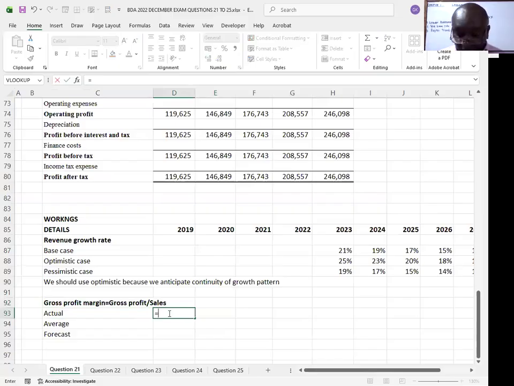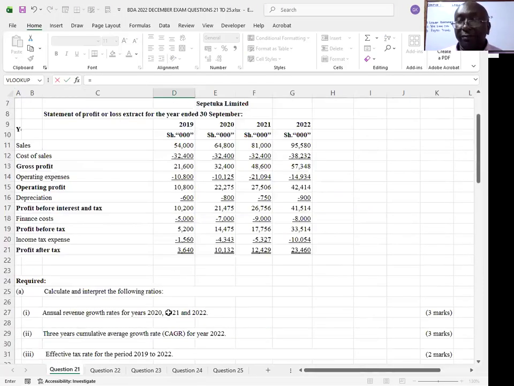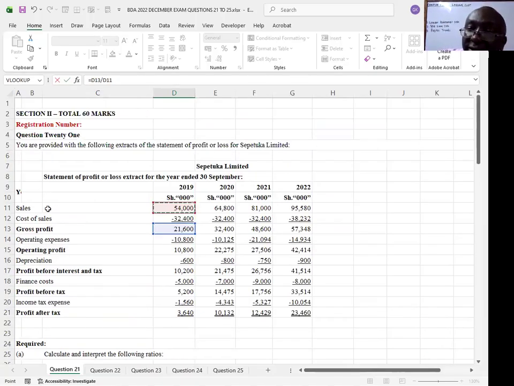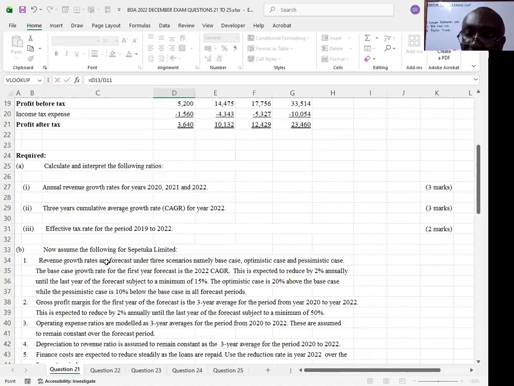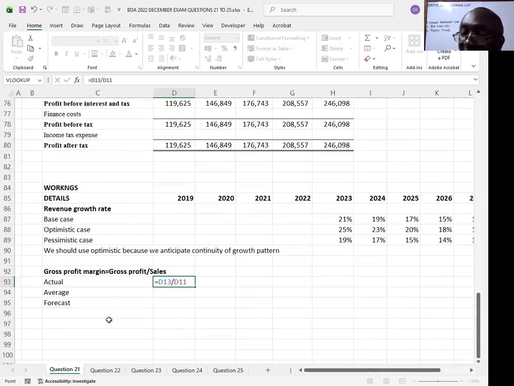So for 2019 equals gross profit, you divide by sales. Yeah, I think it is not growth. It's not growth rate. It's the margin, the ratio. This one, it's not growth, the way I was computing it. So give me that answer.